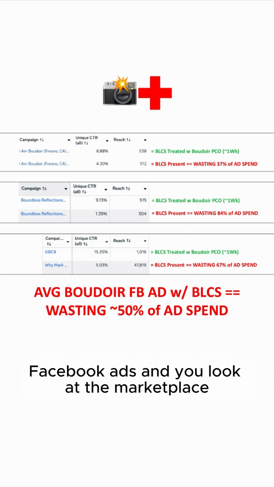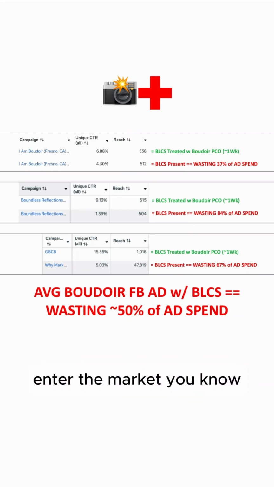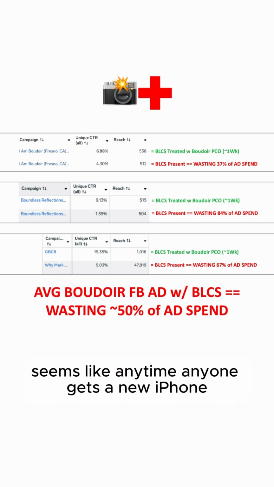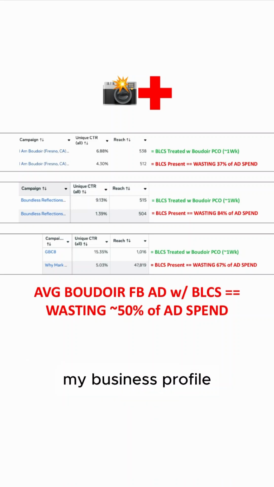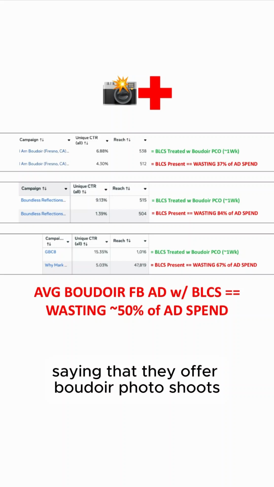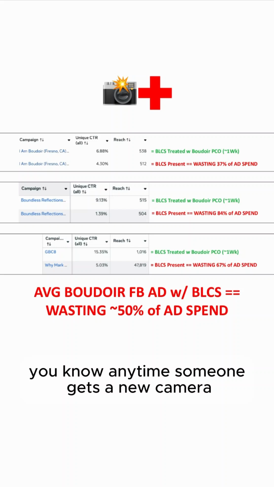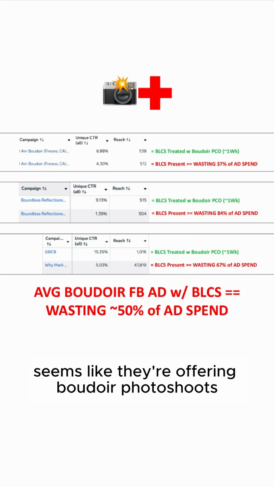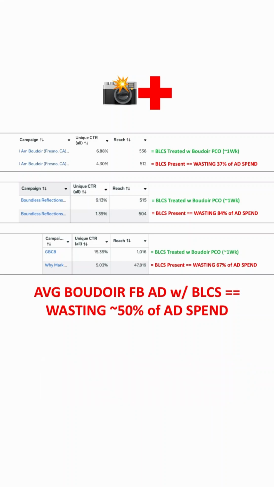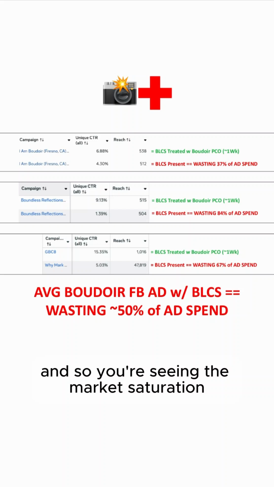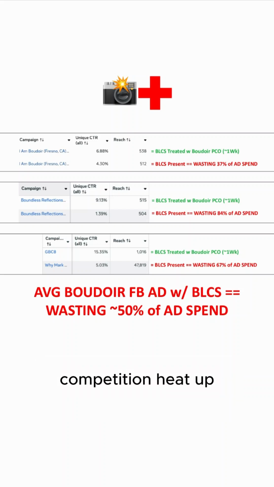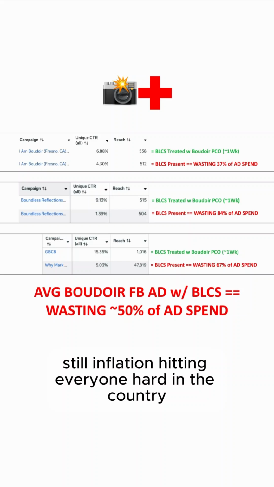and you're looking into the marketplace, seeing more and more Boudoir photographers enter the market seemingly every day. It seems like anytime anyone gets a new iPhone, they're throwing up a Google My Business profile saying they offer boudoir photo shoots. Anytime someone gets a new camera, it seems like they're offering boudoir photo shoots in the moms groups. So you're seeing market saturation and competition heat up, more sellers for the same number of buyers, and inflation still hitting everyone hard in the country.